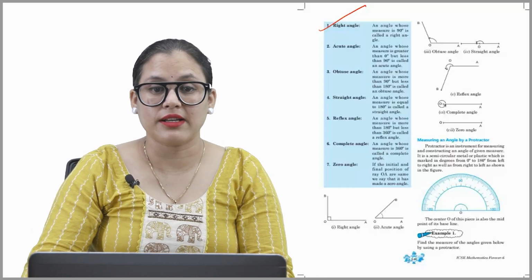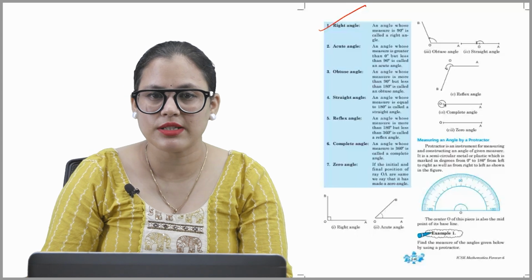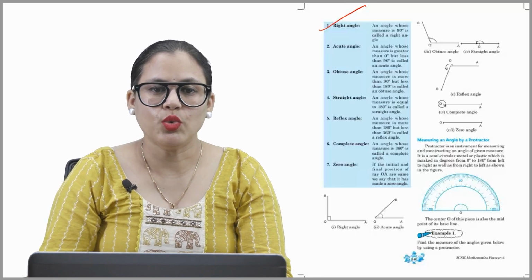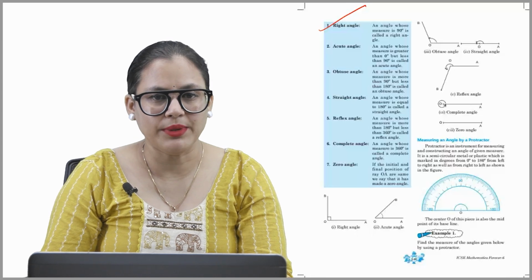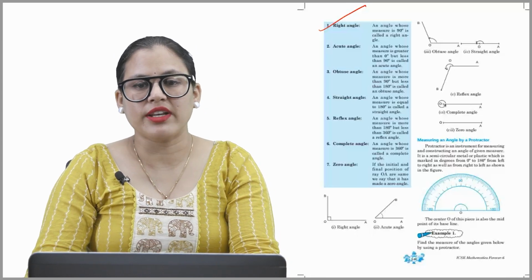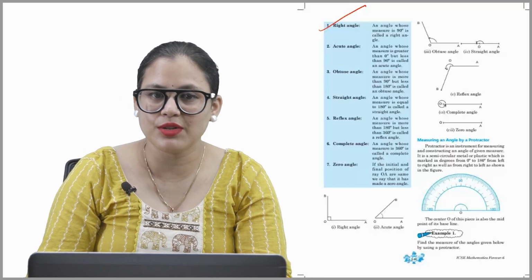5, reflex angle. An angle whose measure is more than 180 degrees but less than 360 degrees is called a reflex angle. 6, complete angle. An angle whose measure is 360 degrees is called a complete angle. Number 7, 0 angle. If the initial and final positions of ray OA are the same, we say that it has made a 0 angle. Okay.